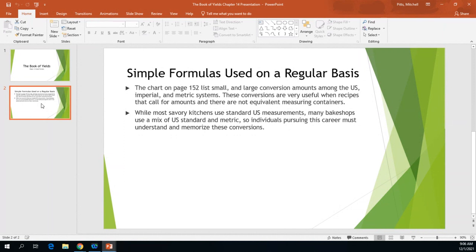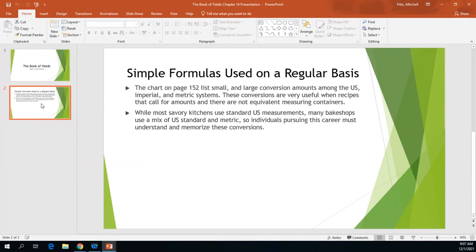So most kitchens are going to use standard US measurements, but you may work in some kitchens that use metric. I've previously worked in a kitchen that used recipes where everything was measured in grams. So it just really depends on the chef. But most of your bake shops are going to use metric just because it's more precise, down to the gram in a lot of these recipes.